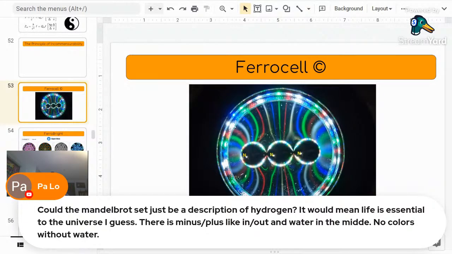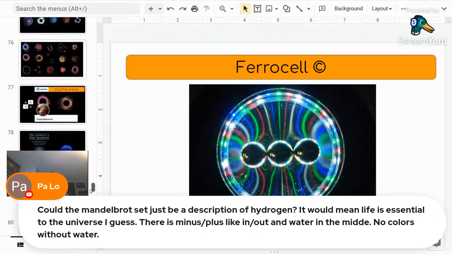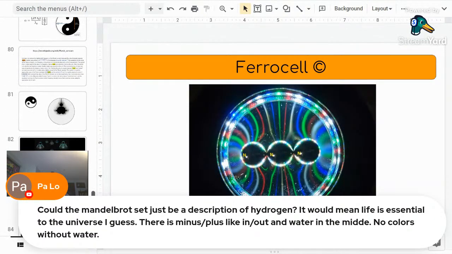Could the Mandelbrot set just be a description of hydrogen? It would mean life is essential to the universe, I guess. There's a minus and plus out in the water. No colors without water. What does that mean? Okay, so regarding the Mandelbrot set, I think the Mandelbrot set's extremely important.